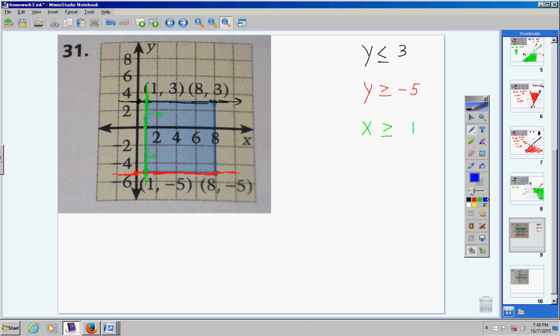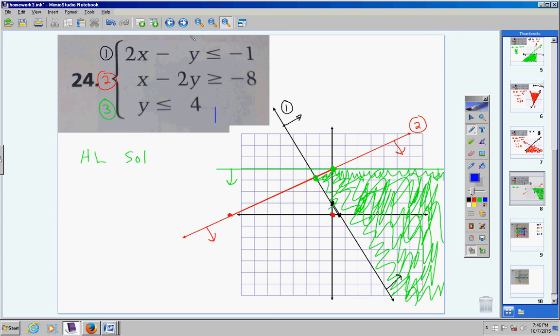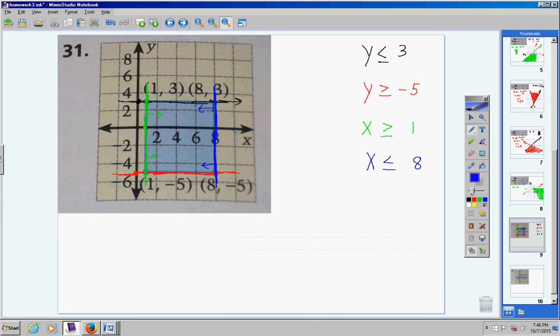And then last, my blue line might not show up very well. It's a vertical line going through 8. Now if it's a vertical line, I'm going to have x only. It's crossing the x-axis at 8, so I'll have an 8 over here. Notice I'm shading to the left. The blue shaded area is to the left. That would be x is less than. I would also have an equal sign because this line right here is a solid line. So there's your answer.